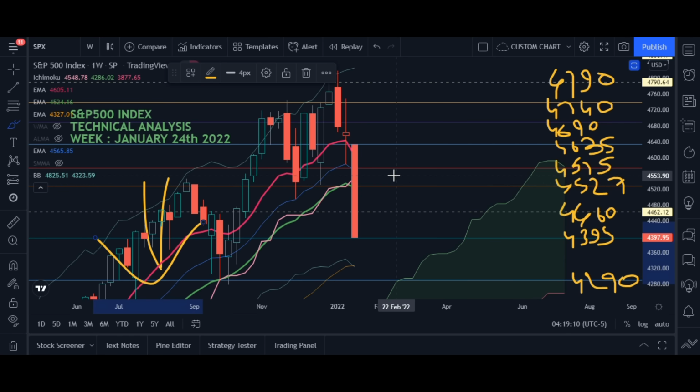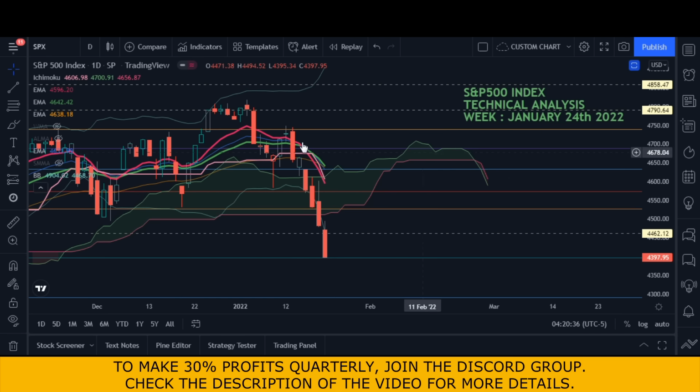Now, what is going to happen in the next week, especially on Monday and Tuesday, we are going to discuss on the daily chart. So let's move on to the daily chart. Okay guys, so we are here on the daily chart. Daily chart means one candle represents one day, not 1 hour or 1 week. One candle means one day.